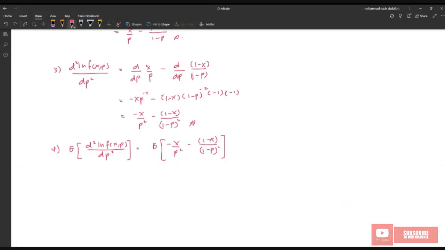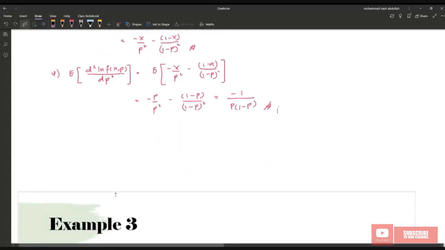So this one should be equal to expected of x is equal to p, so this is negative p over p squared minus, and then this is 1 minus P over 1 minus P squared. So this one should be equal to negative 1 over P, 1 over 1 minus P, right? So this is the value.